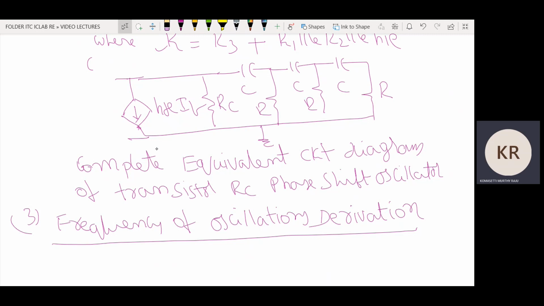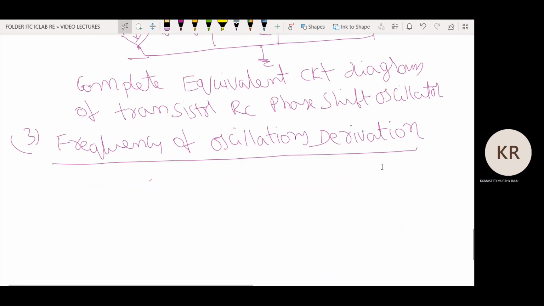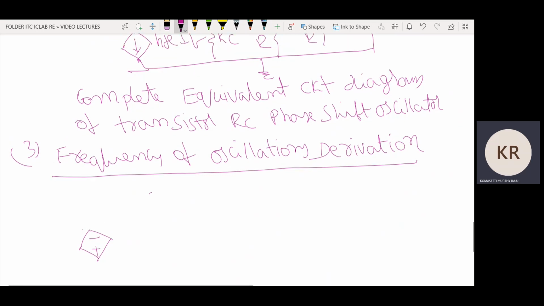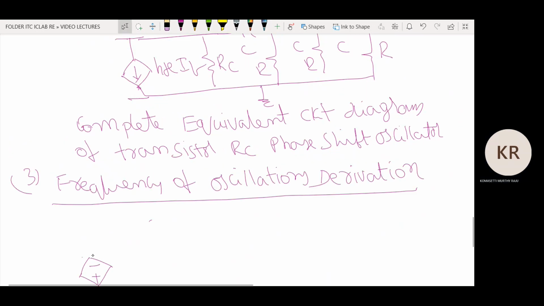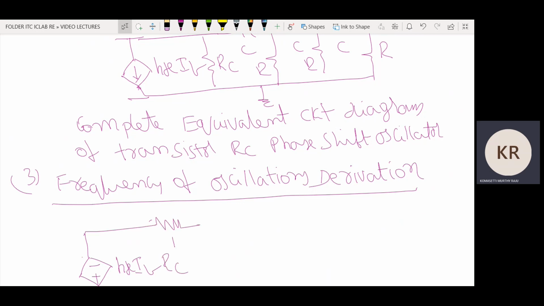Any current source connected in parallel with resistance is replaced by voltage source in series with resistance. Therefore, here dependent voltage source. Here we use minus plus because the arrow is in downward direction. The value of this one is HFE IB, current source value multiplied with resistance RC. Here some RC is there.